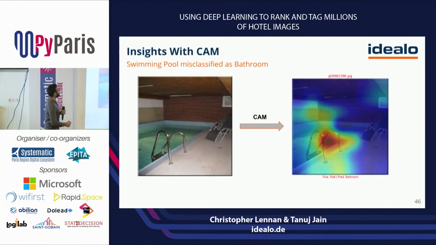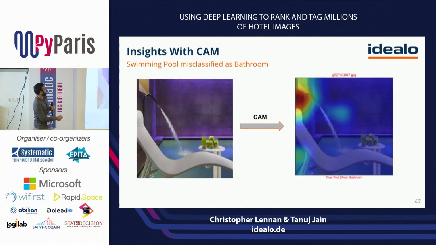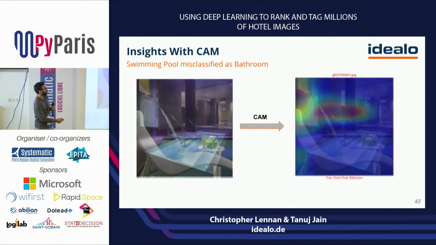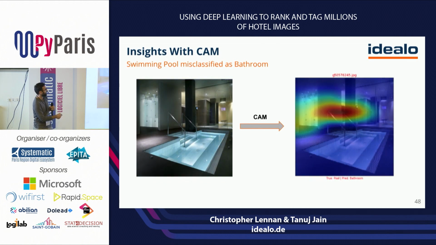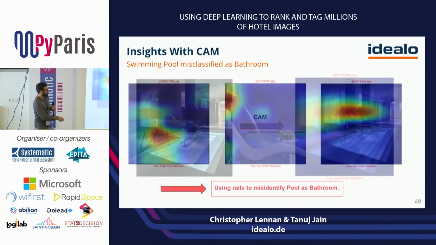We looked at some misclassifications here. We saw a lot of swimming pools getting misclassified as bathrooms. On the left, you see the original image. On the right, you see the heat map, or the class activation map. What you see is that the network laid a lot of importance on these rails to arrive at a decision. We looked at another example. Again, it's a pool, but these rails or metallic pipes are used to call this a bathroom, which is happening quite a few times. Again, the rails of the swimming pool are being used as bathroom. This is a continuing pattern.